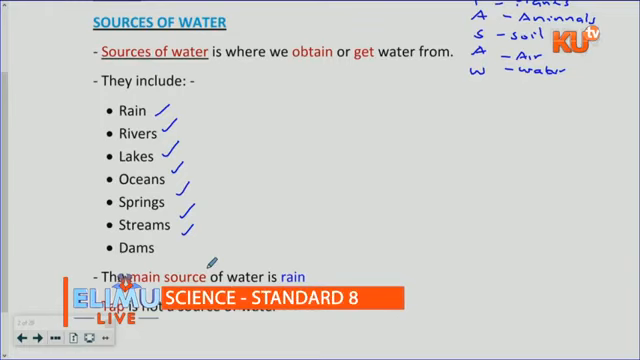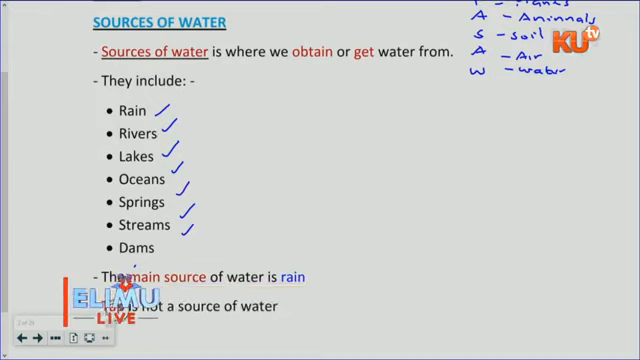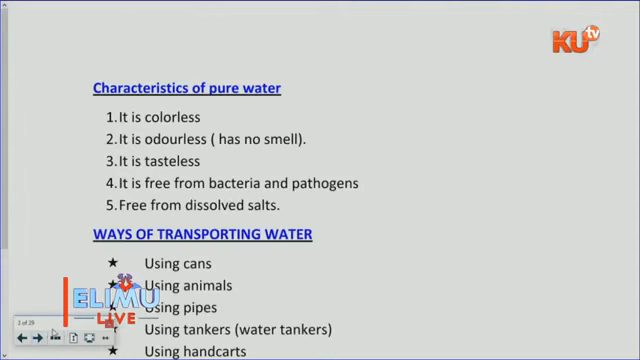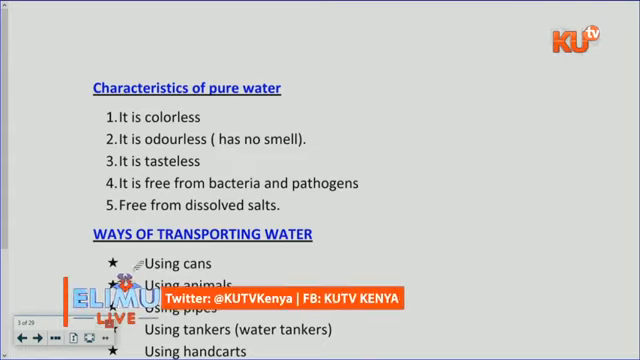Okay, tap. There's something called tap. Many examiners use it as a distractor. Tap is not a source of water. We cannot fetch water, we cannot store water in a tap. We cannot obtain it from there because this tap is only used to do what? Water is pumped from rivers or dam or oceans or lakes, and then you just go there, you open the tap and close it after using it. So tap is not a source of water.